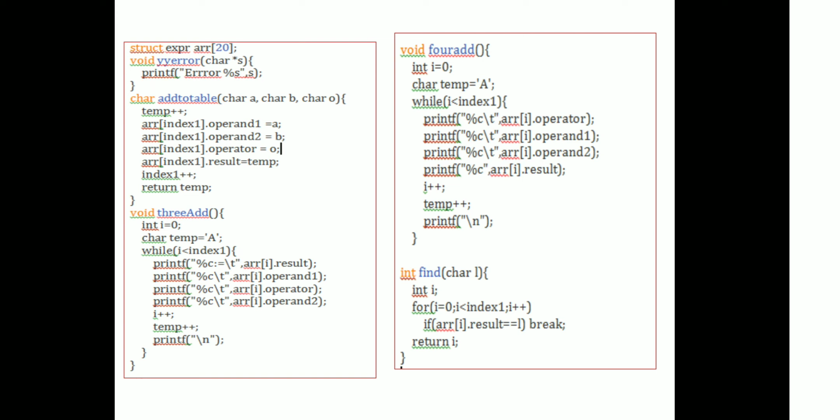So here in the function of 3 address, it shows us everything. While I is less than index 1, we display everything: array of 0 result, array of 0 operand 1, operator, operand 2, and then I plus plus, temp plus plus, then slash n, so the next line proceeds. This void 3 address function is basically used to display the 3 address code that we store in the particular structure. That's very easy.